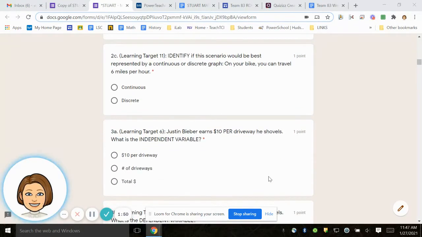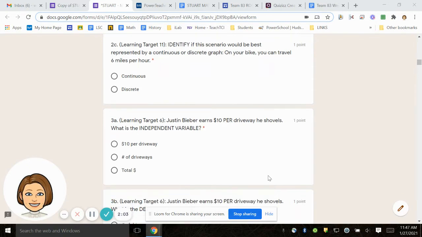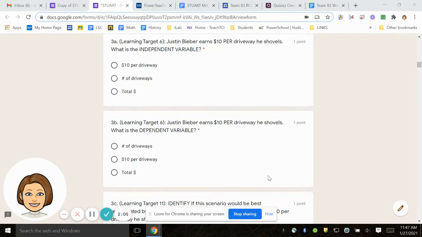2C, identify if this scenario would be best represented by a continuous or discrete graph. On your bike, you can travel 6 miles per hour. Continuous, discrete. Number 3A, Justin Bieber earns $10 per driveway he shovels. What is the independent variable? $10 per driveway, number of driveways, or total money earned.